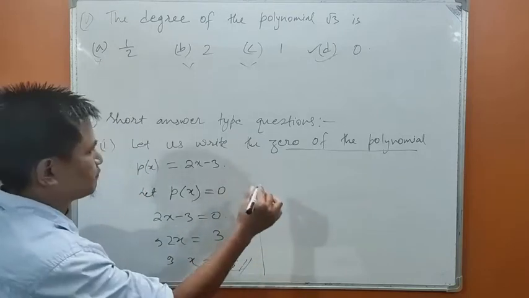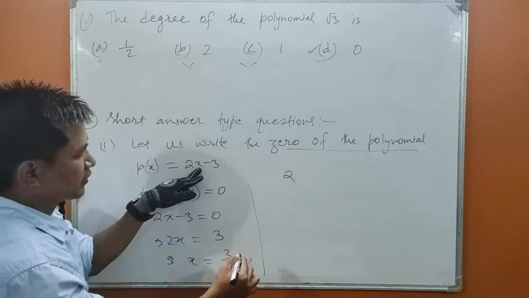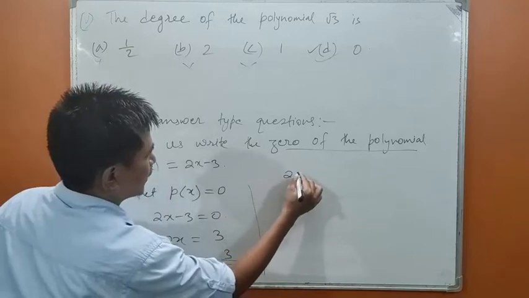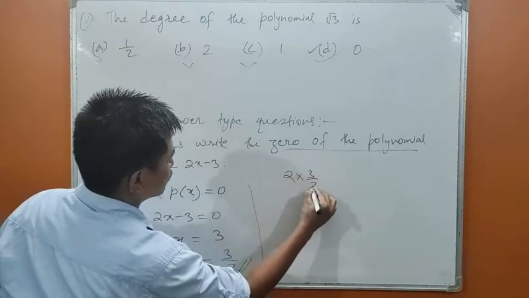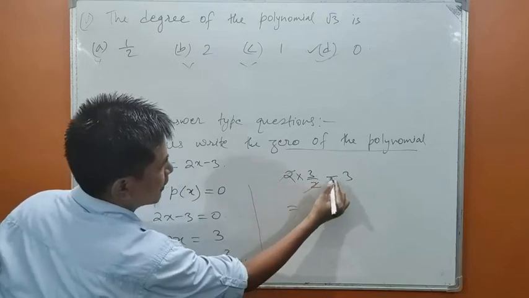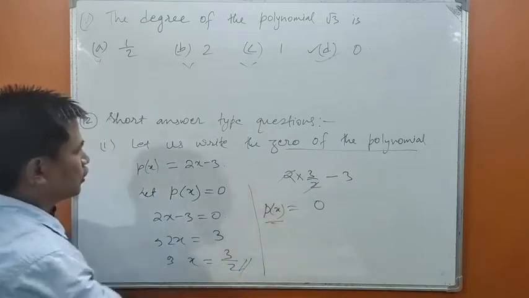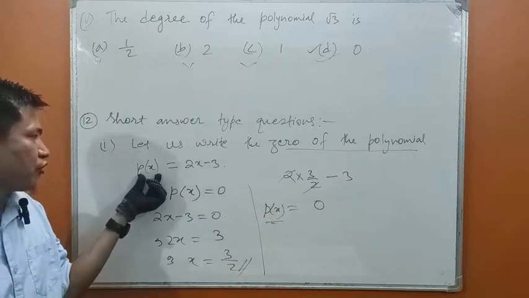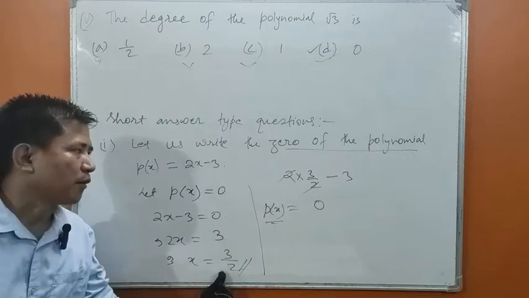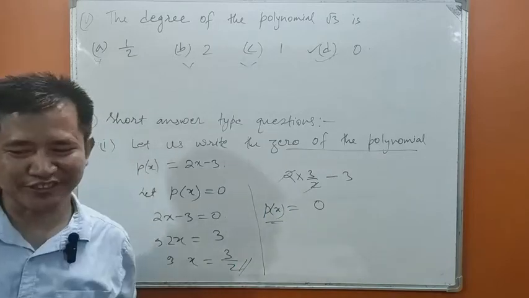Let me check. Instead of x, I write 3 upon 2, so 2 into 3 upon 2 minus 3. This 2 and 2 cancel out, so 3 minus 3 becomes 0. So p(x) becomes 0, isn't it? So for the 0 of the polynomial, x should be 3 upon 2. Got my point? Okay, let's do the next question.